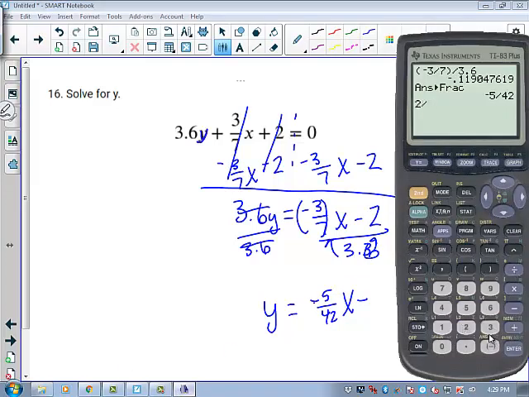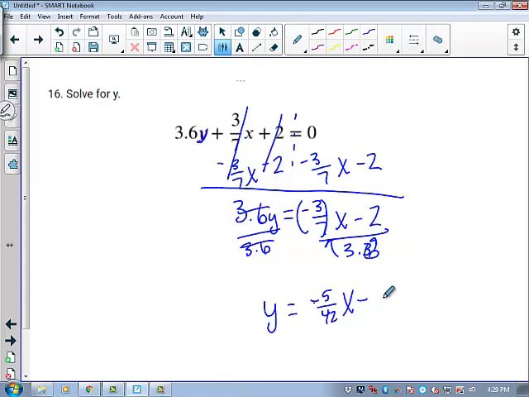2 divided by 3.6 gives me, again, a decimal. Change it to a fraction. That gives me 5/9. So right here I have 5/9. This is my final answer. Go ahead and do your extra.